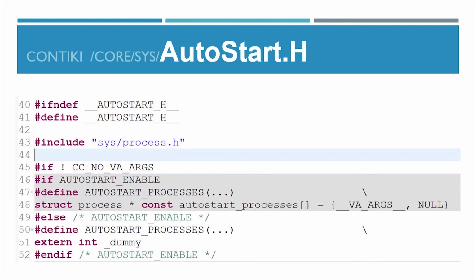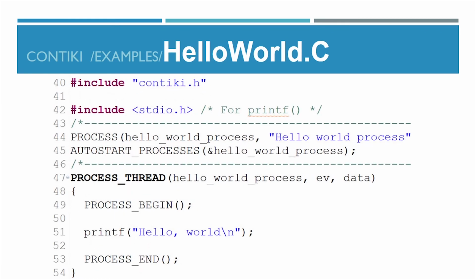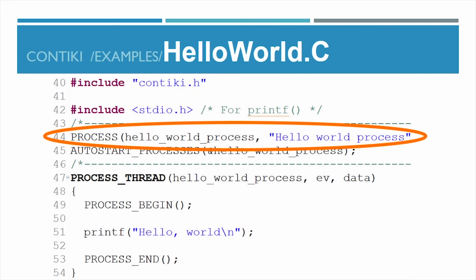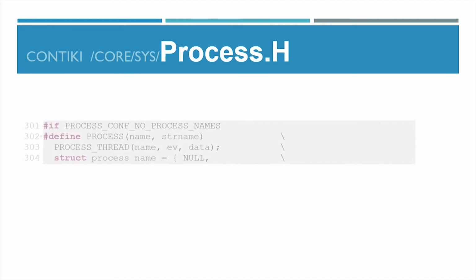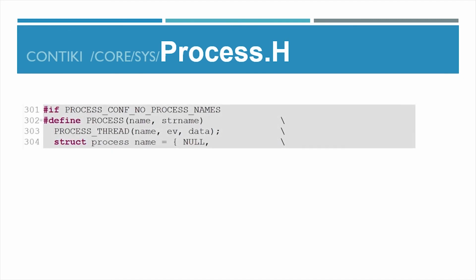Now, going back to our HelloWorld.C, we're going to move on to the statement here that is PROCESS(hello_world_process, "Hello world process"). This, we were able to trace back to the file core/system/process.h. This is a declaration of the hello world process, and it contains the process control block. Now, here's where we really need to understand what this is. A Contiki process consists of two parts: a process control block, that's what we're looking at, and a process thread.